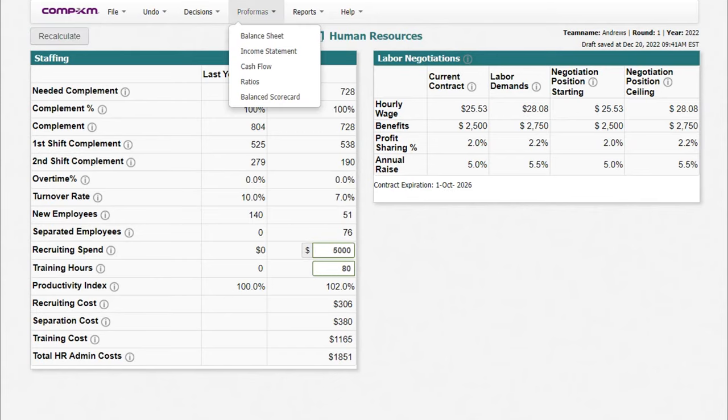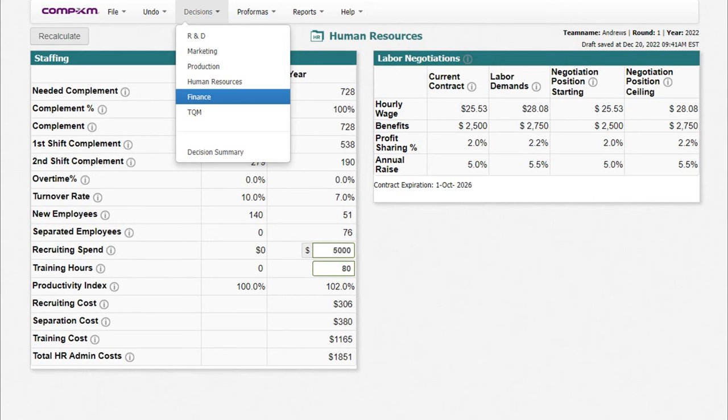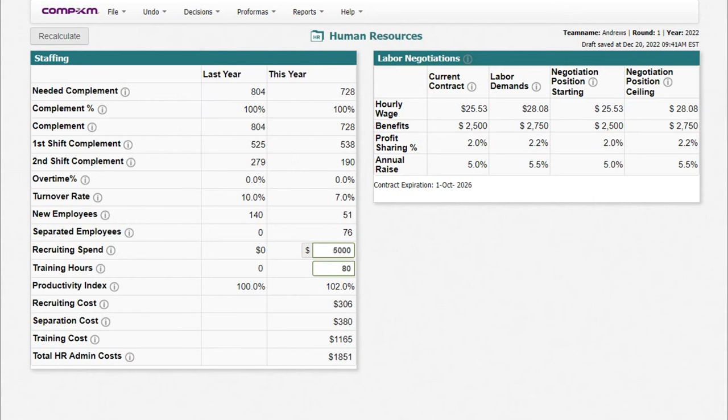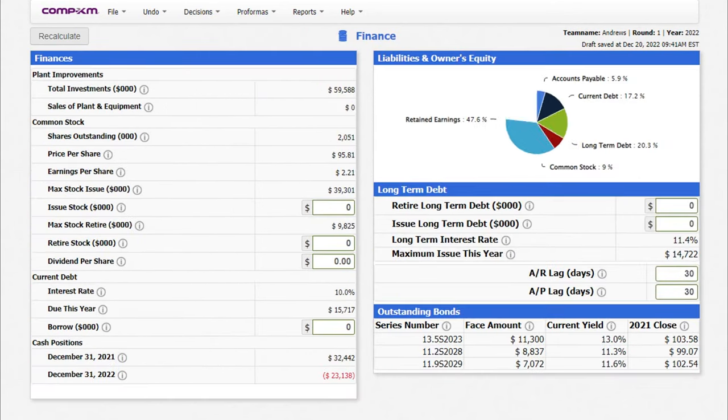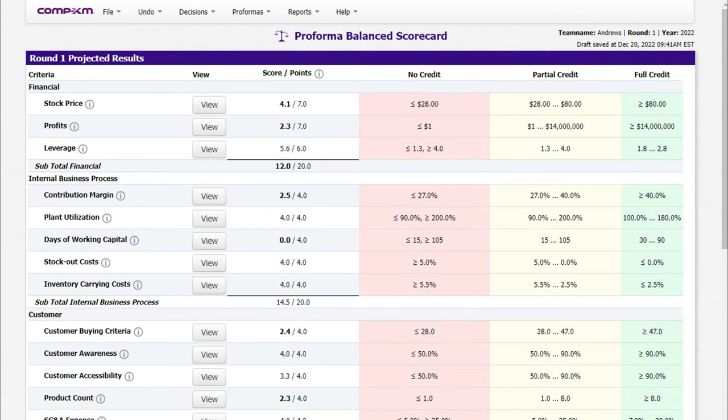Having done that, we need to go and find the finances to finance our production and our activity. And in finance department, before you do anything, you need to check the balance scorecard to make sure you know where you need to change. For example, you can see here, days of working capital, we are having 0, and our leverage is 5.6. We want to have 6 and 4 out of 4 respectively.